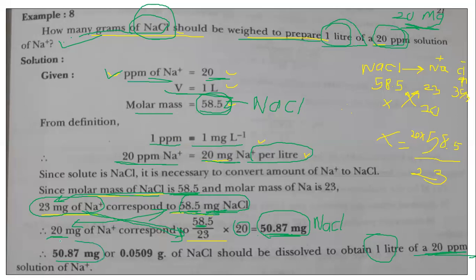This is mg. This much mg you have to take, or if you want to take it in grams, this much gram you have to take. Okay, so that you can dilute up to 1 liter of solution, that is a 20 ppm solution of sodium.